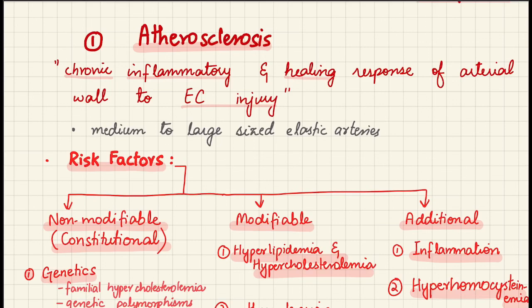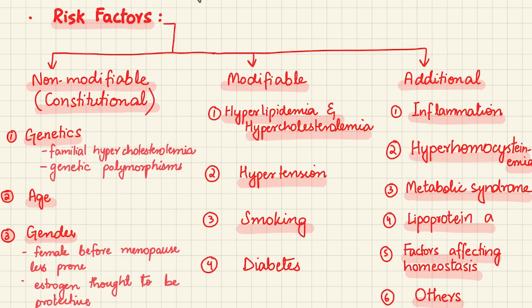Now, this endothelial cell injury is going to be caused by a number of reasons and risk factors. Coming to the risk factors for atherosclerosis, they can be classified as non-modifiable, modifiable, and additional risk factors. Non-modifiable are also known as constitutional risk factors because you can't really do anything about them, sadly. But it's okay, there are a lot of things you can do about the modifiable risk factors, but you probably won't do them either. The first non-modifiable risk factor is genetics.